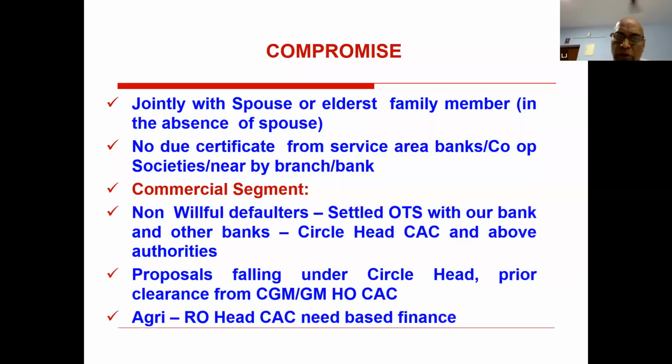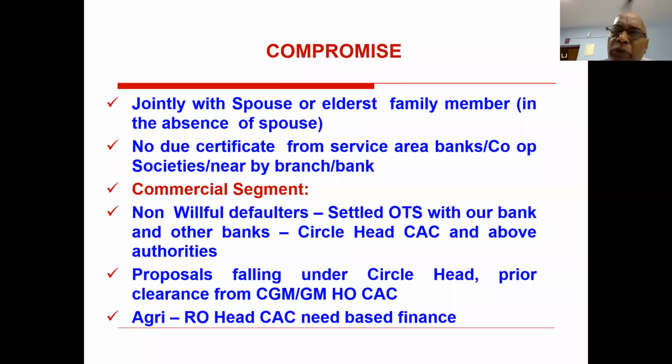Who has to sanction the loan? Non-willful defaulters who settled OTS with our bank or with other banks, if they are coming for a loan, the circle head and CAC and the above authorities only, up to the delegated power, can sanction the loan. Again, I repeat, for a commercial segment, OTS settled either with your bank or with another bank, fresh loans can be sanctioned after you follow the procedure, pre-appraisal, etc. You take all the steps to do the appraisal, and if it is fit for sanctioning, then because OTS is settled, for that reason alone you need not reject the proposal.